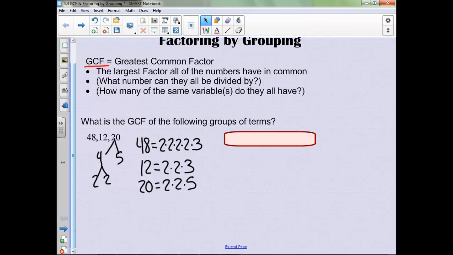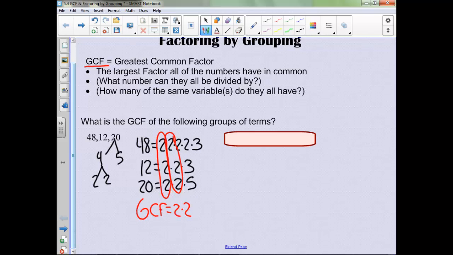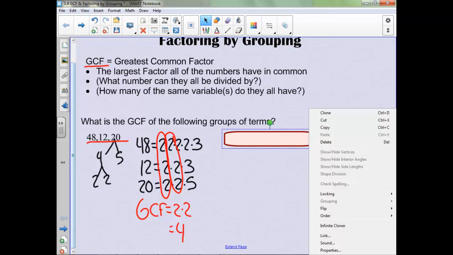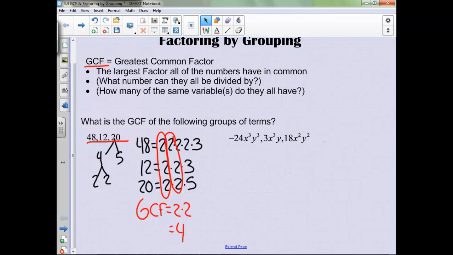Now let's look. They have to have the same numbers in common, so they all have a 2, and they all have a second 2 in common. So the GCF is 2 times 2, or 4. And like I said, some people could look at these three numbers and see 4 is the largest number that divides all of them, and that's fine. But if in doubt, you can always do it the other way.